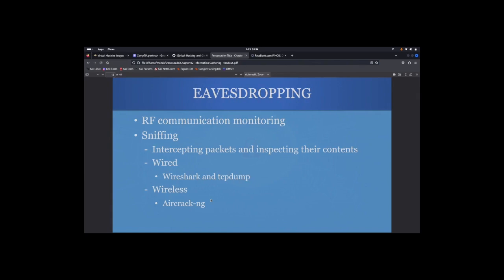So eavesdropping, this is another thing. Basically this, or sniffing, means capturing a particular packet and manipulating it, listening to it, like two people are talking and you are capturing their data or capturing their radio signals or something like that. These are called RF communication monitoring. After that you have sniffing, intercepting packets and inspecting their contents.